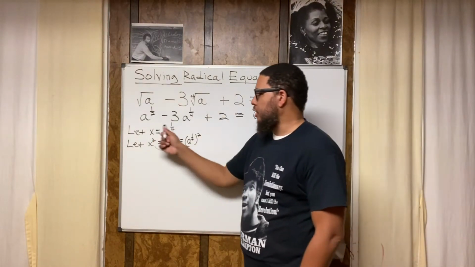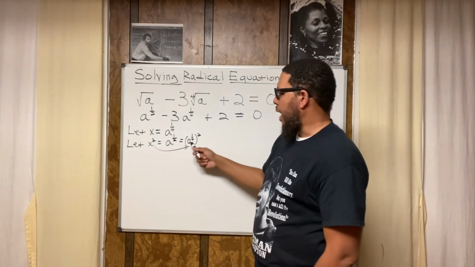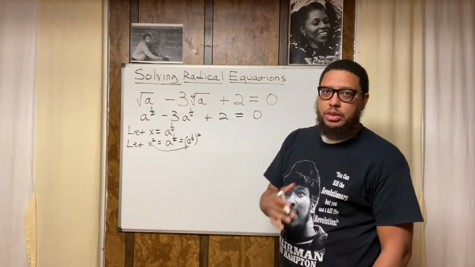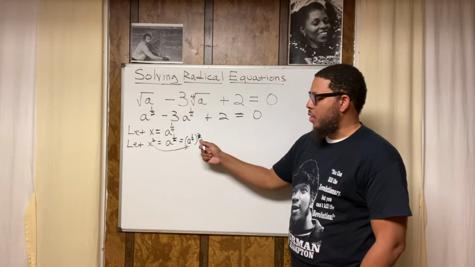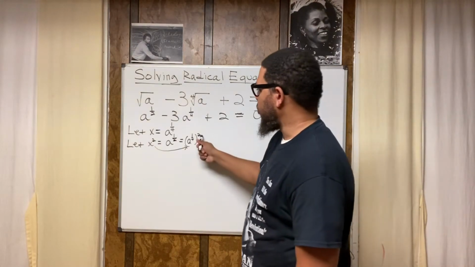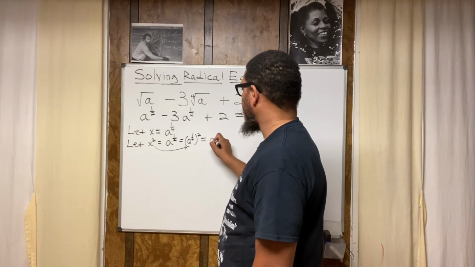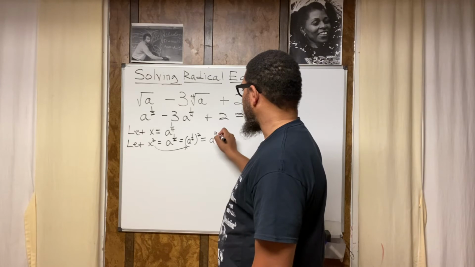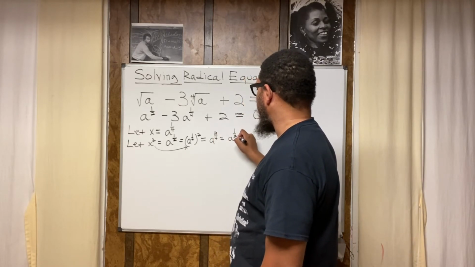So if x and a to the 1/4 are the same exact thing, that means that when I square x, I get a to the 1/4 to the second power. Now we're going to use those exponent rules we learned in Algebra 1, right? The power of a power rule. So we multiply this 2 times the 1/4, and we get a to the 2/4 power, which is the same thing as a to the 1/2 power.